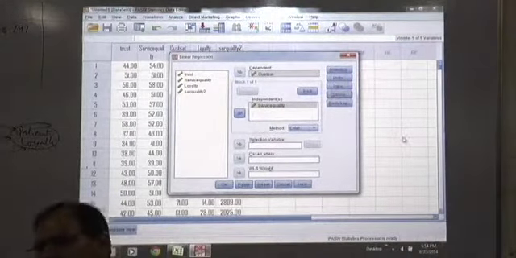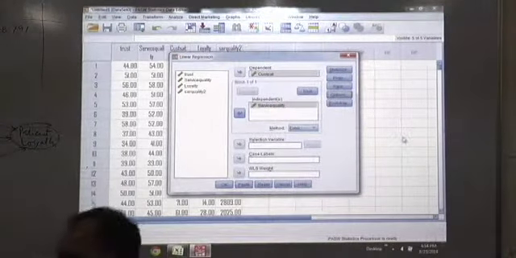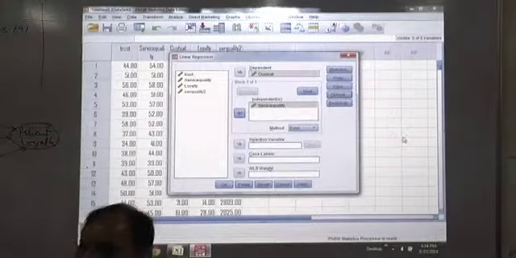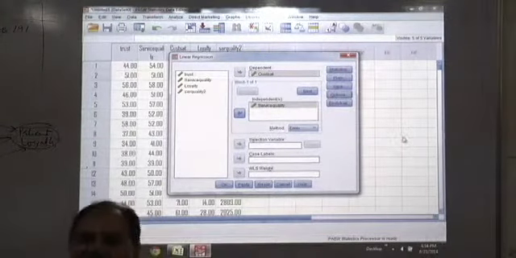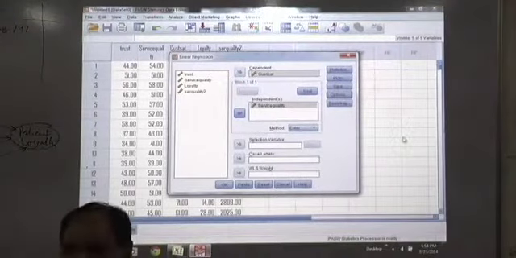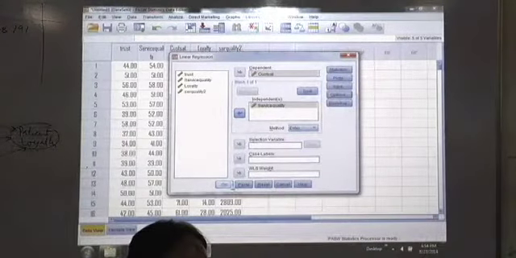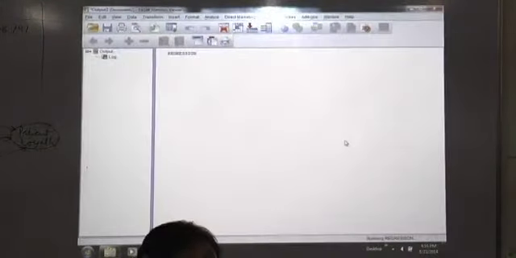There is one more option called bootstrap. Now bootstrap is a method of simulation and it will simulate the number of times that you want and make your results robust. Right now, for beginners, let's leave it. Okay, we will come back to this later.